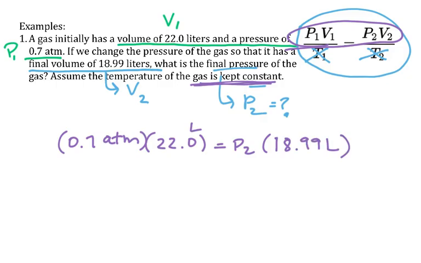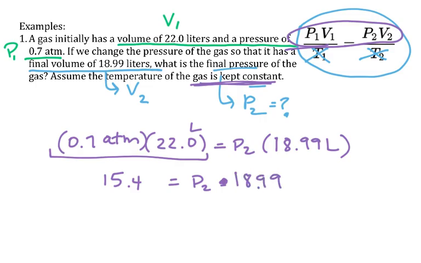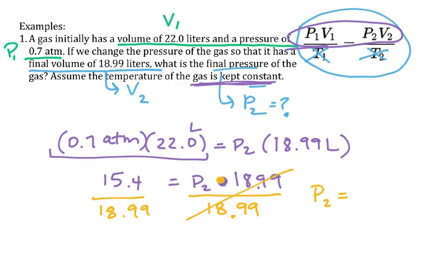Forgot my liters over here. So we're going to multiply here. 0.7 times 22 is 15.4, and then P2 times 18.99. And then what undoes multiplication? Well, we can divide both sides by 18.99 in order to find our P2. So those cancel. So P2 is going to equal 0.81, I'm just going to round to 2 digits. And for pressure 2, we had liters on both sides.